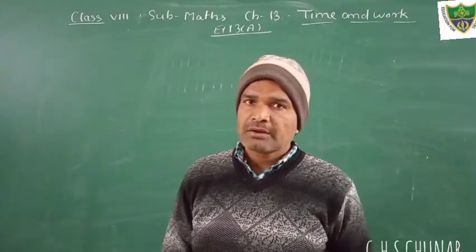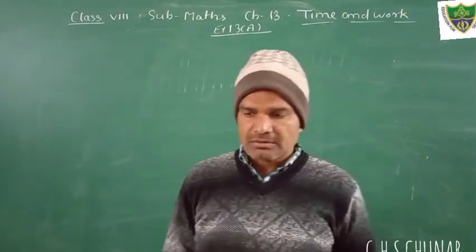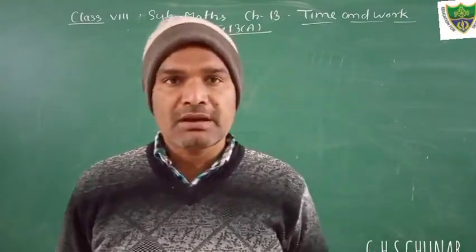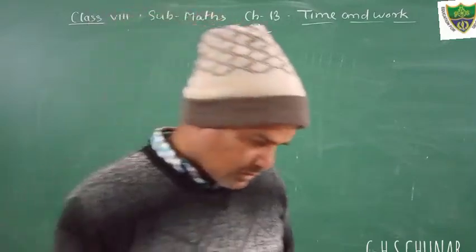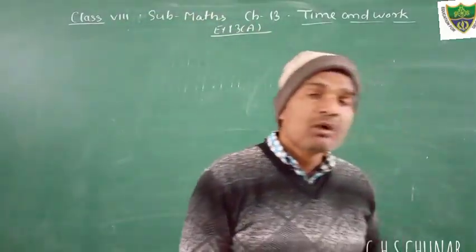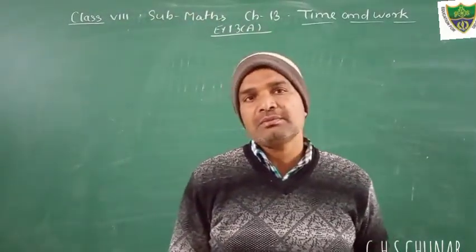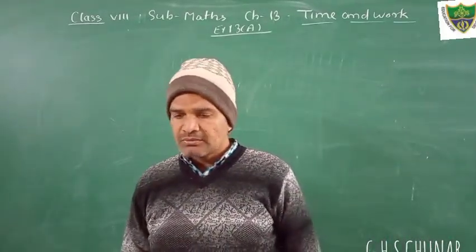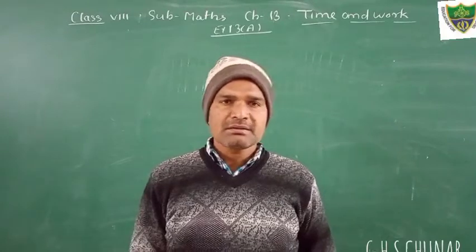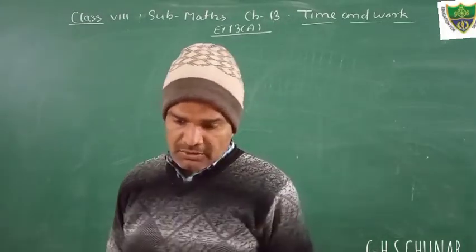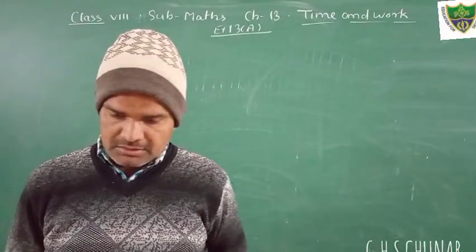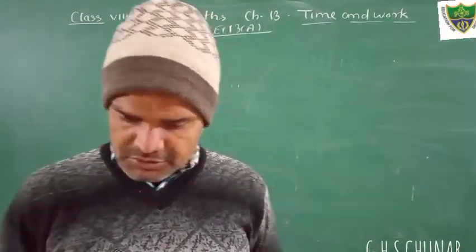In our previous class we had discussed how we solve the questions of time and work. To solve time and work, first we find the work done in the unit time. That means unit time is 1 day, 1 hour, 1 minute. That is the work done in the unit time. Now let us start exercise 13a from question number 1.